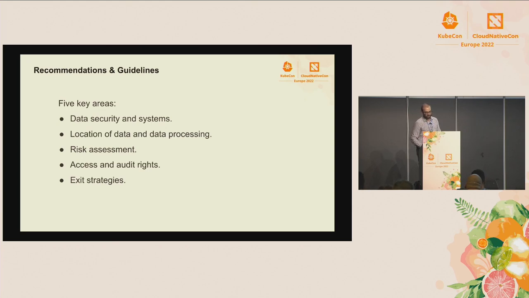Access and audit rights: a financial institution should have the right to access and audit. There's nothing interesting here. The last one is exit strategies. We need to have an exit plan. It's important not to confuse business continuity management with exit strategies, because BCM is not the same. So what is an exit strategy?